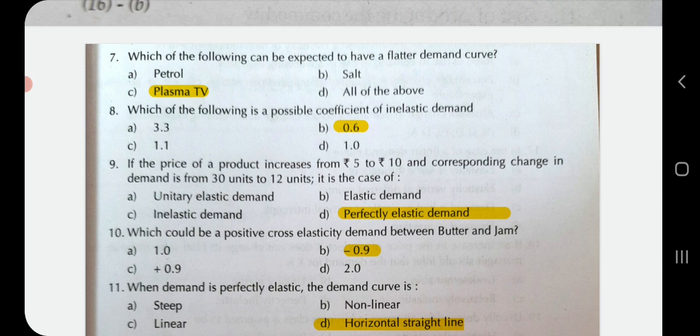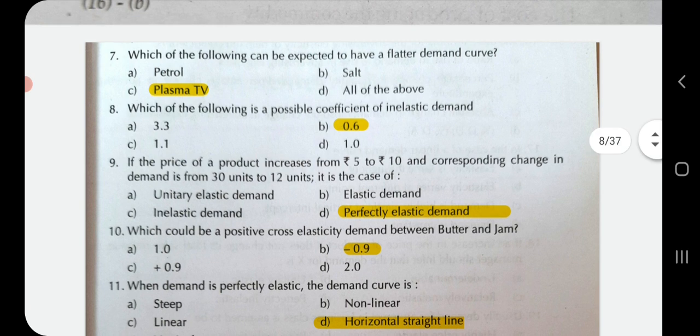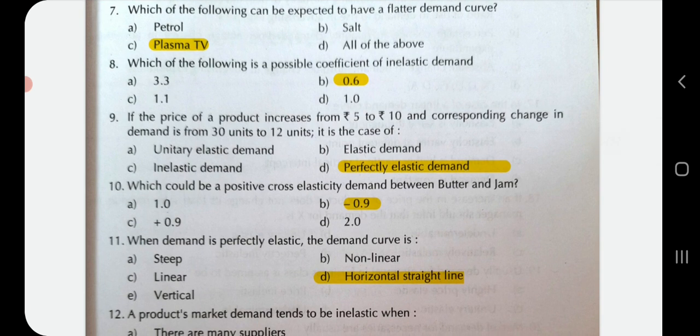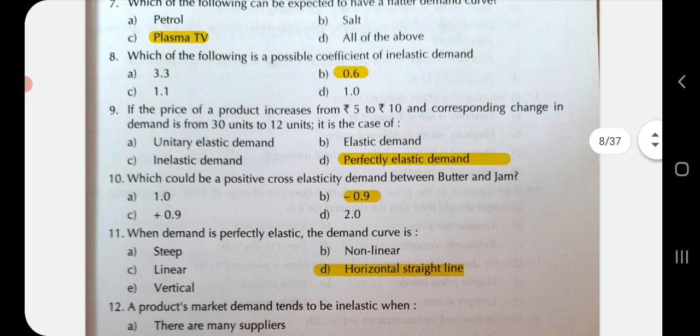Flatter demand curve is of which good? And the answer is plasma TV. Next question, which of the following is possible coefficient of inelastic demand? And the answer is 0.6.